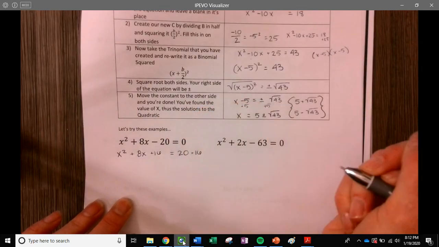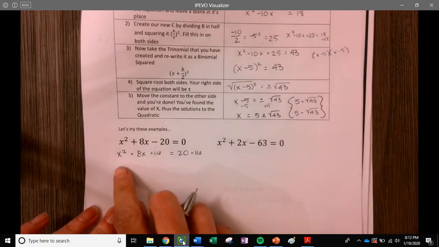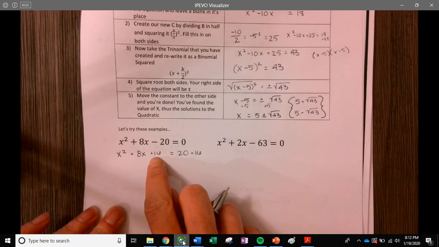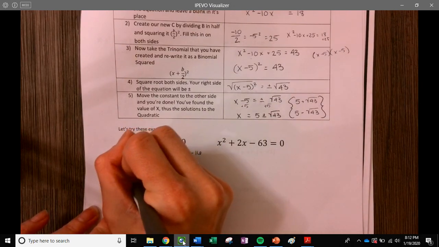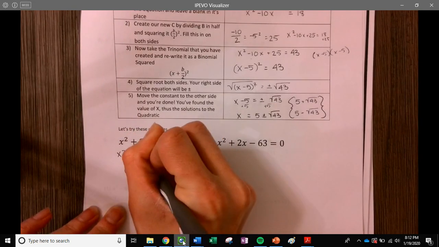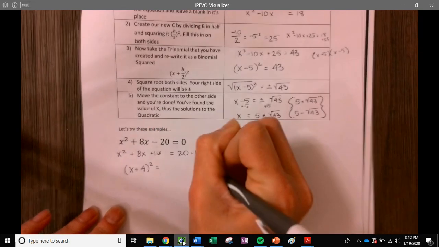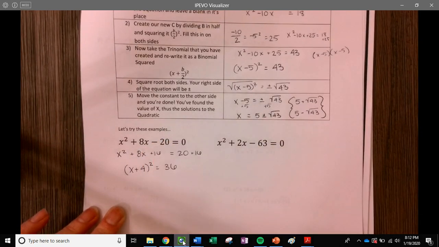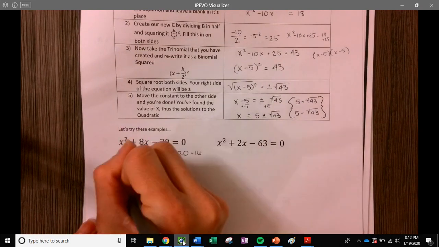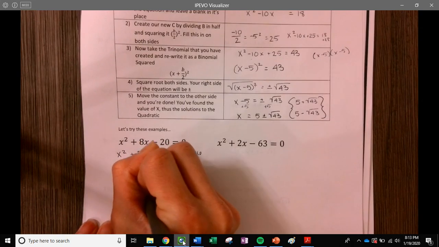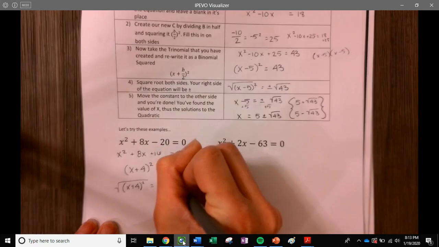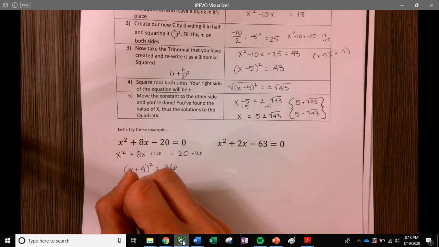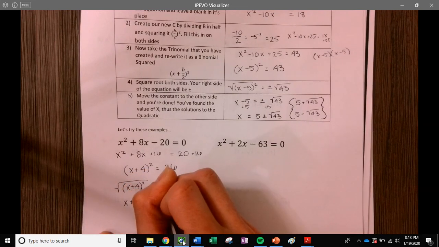Plus 16. All right. So how can I rewrite this as a binomial squared? I'm going to take half of b, which is 4. X plus 4 is my binomial, and I'm going to square it. And then I'll combine my like terms on this side and get 36. Oh, this is going to be exciting because 36 is a perfect square. It's going to work out beautifully. I'm going to square root the whole thing. X plus 4, plus or minus the square root of 36, which means x plus 4 equals positive or negative 6.